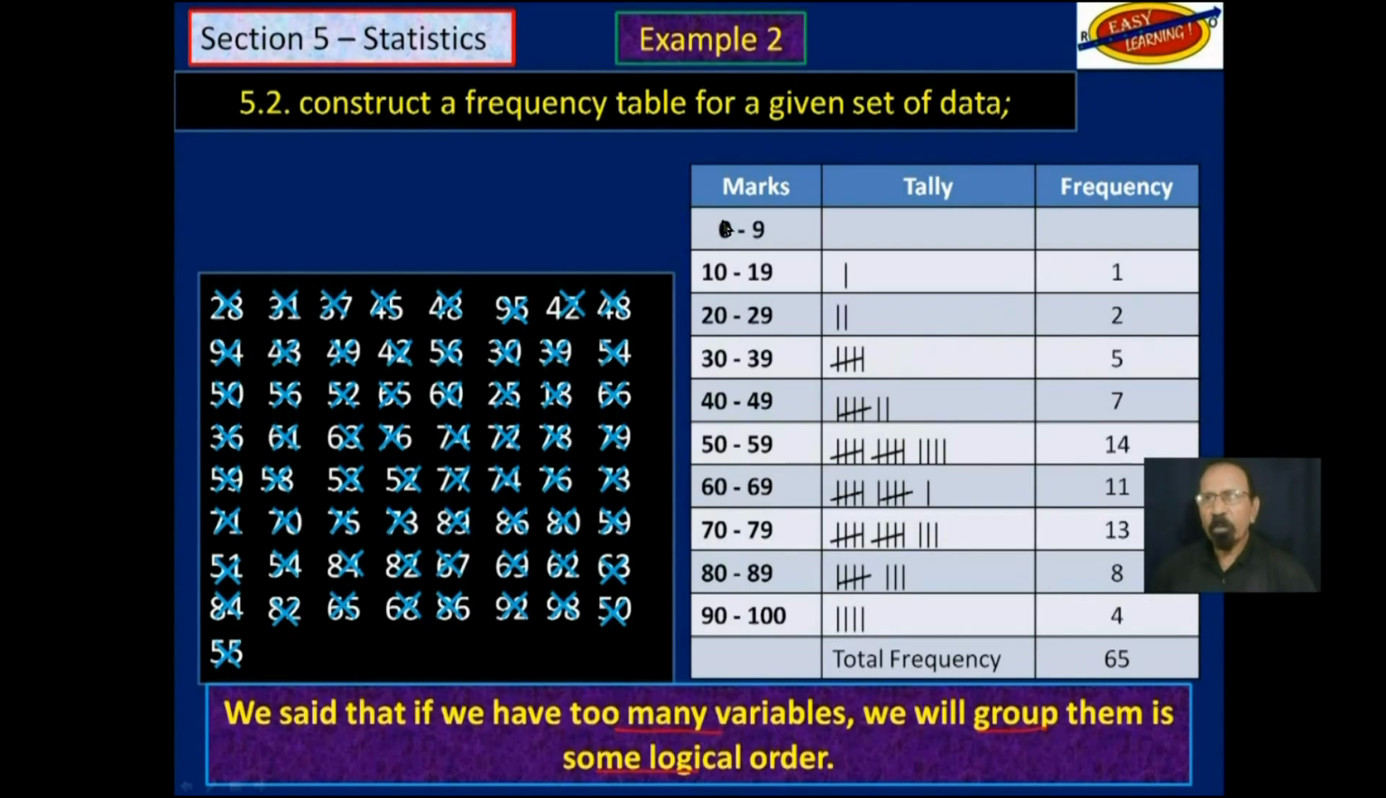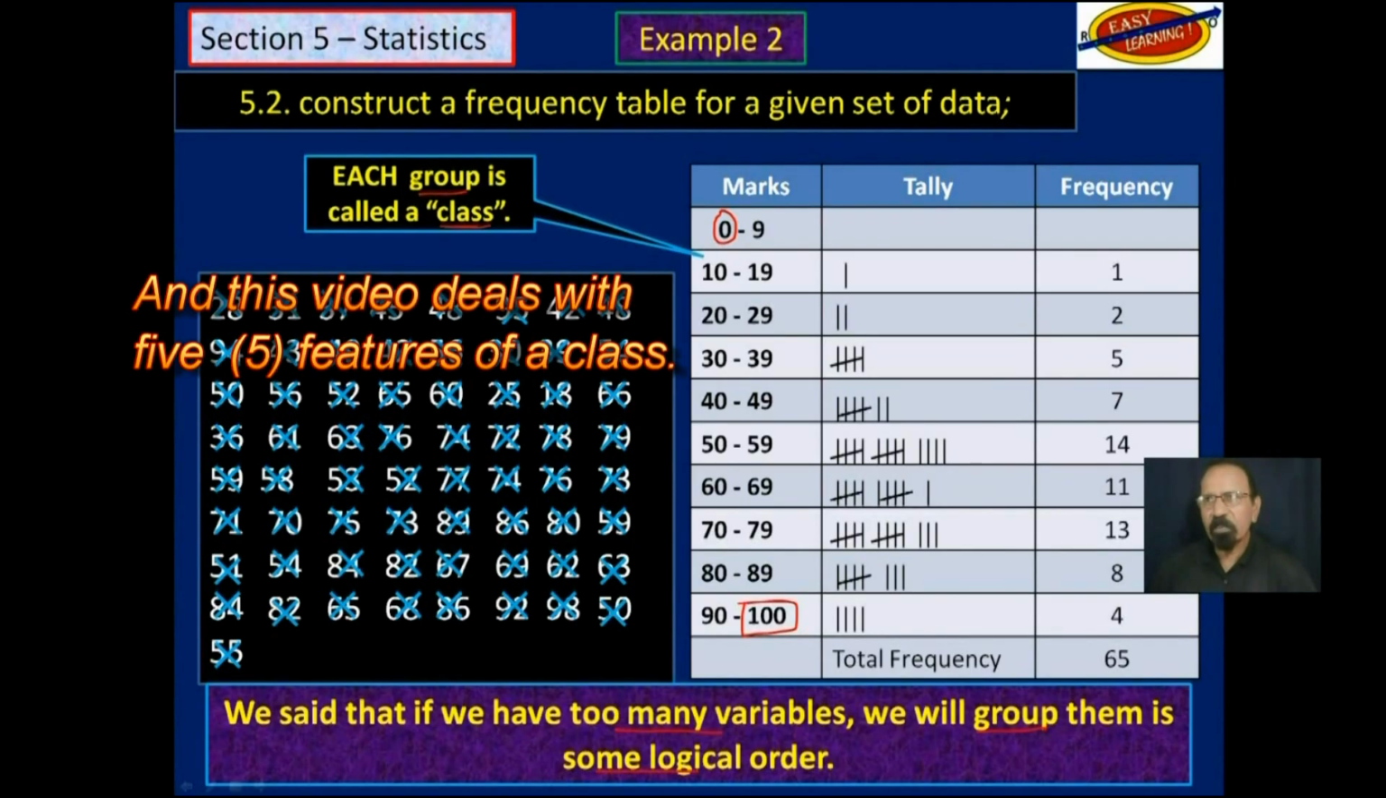At this point, we have 101 variables from 0 to 100. Now, obviously, we cannot deal with each one separately. So to make it more understandable, we will group them. Each group is called a class. So 0 to 9, that will be one class. 10 to 19, that will be another class, and so on.